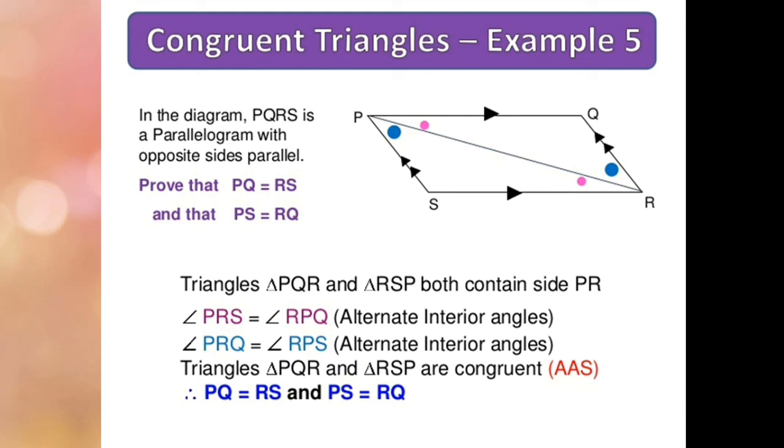Triangles PQR and RSP both contain side PR, yan sa gitna, diagonal. Okay, so then angle PRS is equal to angle RPQ, alternate interior angles. Angle PRQ is equal to angle RPS by alternate interior angles. Again, the triangles PQR and RSP are congruent by what? Angle side rule. Therefore, PQ is equal to RS and PS is equal to RQ.